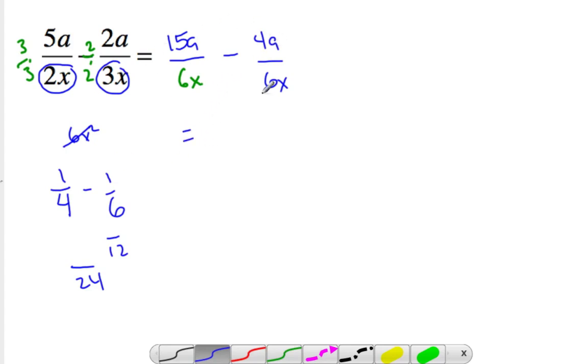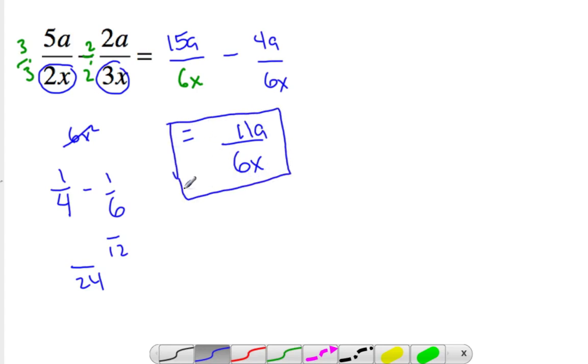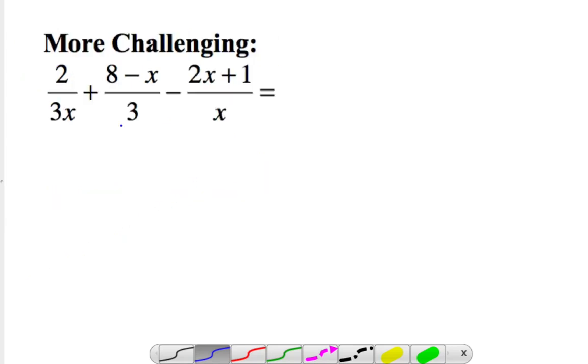So when we do the computations here, the denominator is 6x, and 15a minus 4a is 11a. And that's it. Nothing simplifies, so that is the end. All right, so now we've got one more difficult one, with three fractions. Ay caramba.